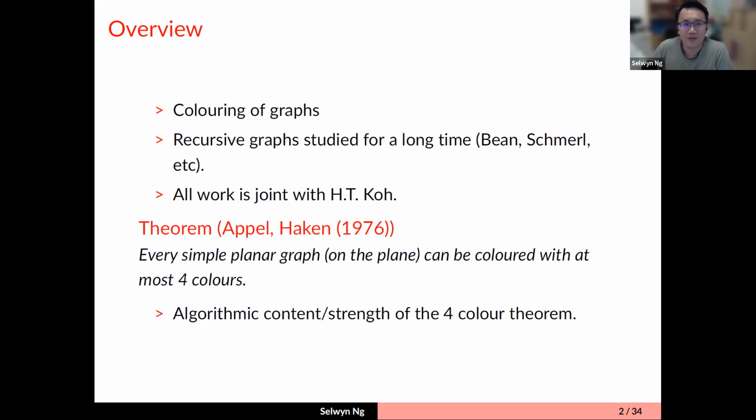So the theorem that leads to this investigation is the surely very famous theorem of Appel and Haken, the 4-color theorem: every simple planar graph can be colored with 4 colors. And we're going to be asking ourselves what the algorithmic strength of the 4-color theorem is.